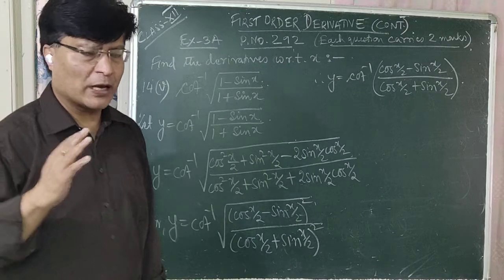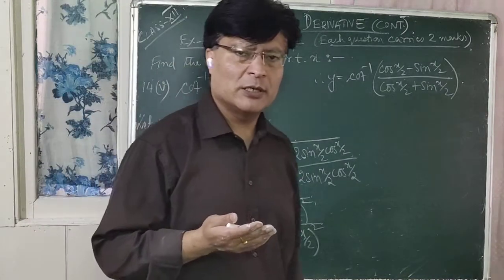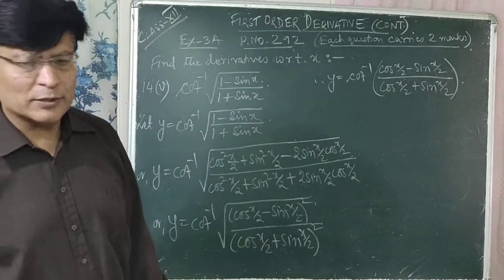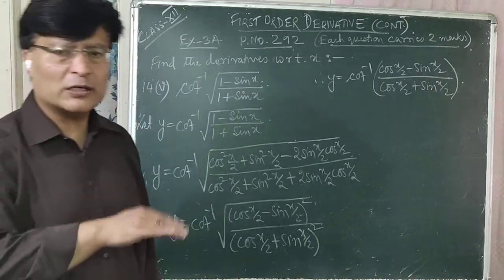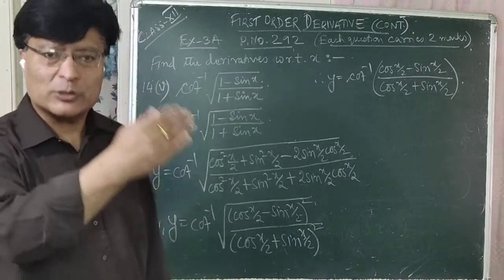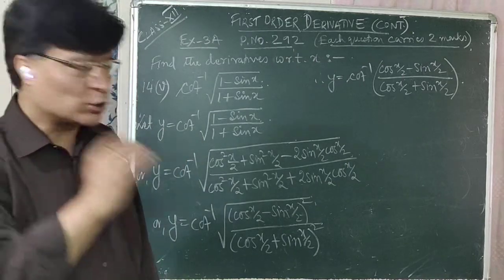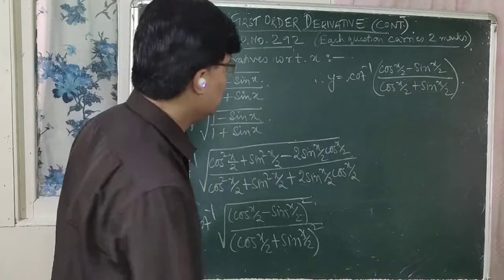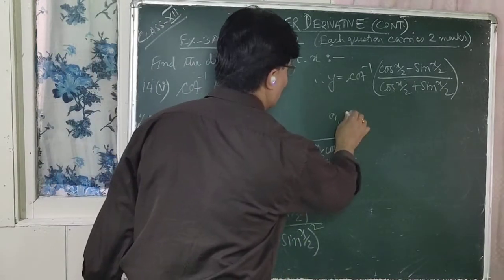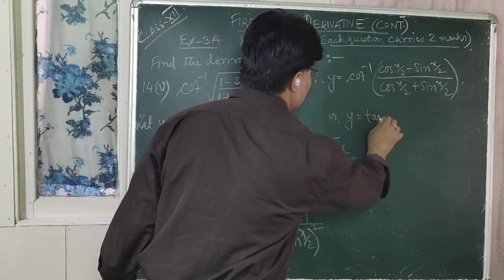You should know how to convert cot inverse into tan inverse. While converting cot inverse into tan inverse, the expression within the bracket becomes upside down, because cot inverse x is equal to tan inverse 1 upon x, isn't it? So the fraction becomes upside down. So y is equal to, this is your tan inverse.